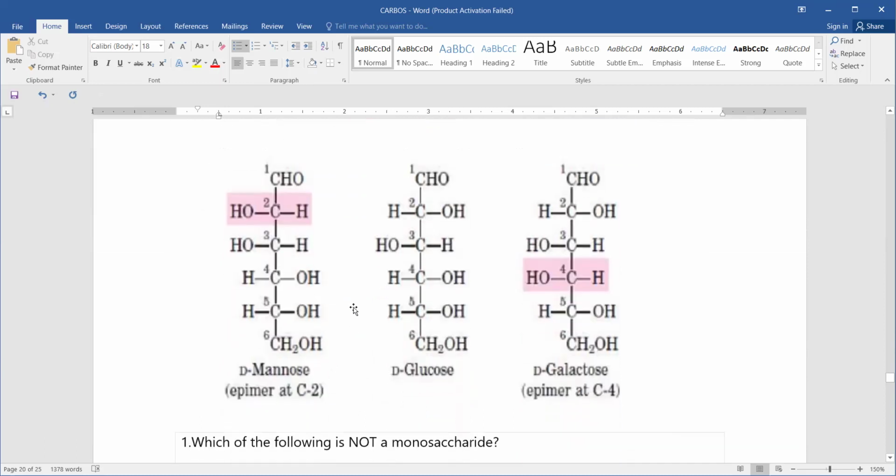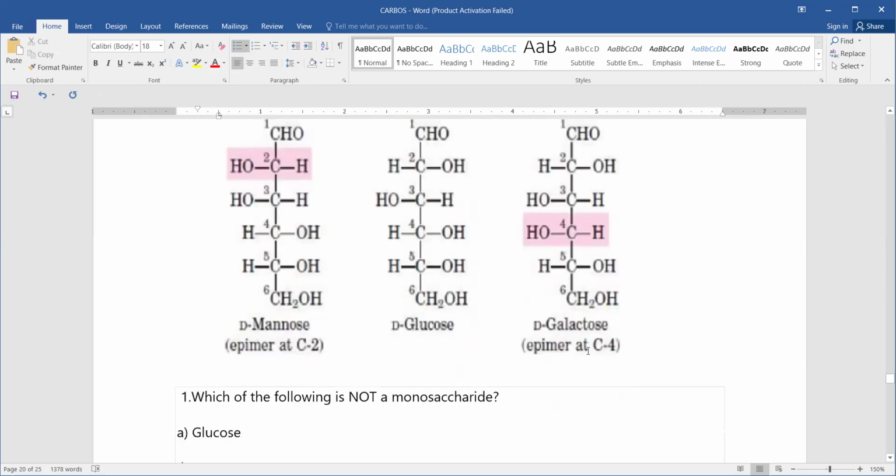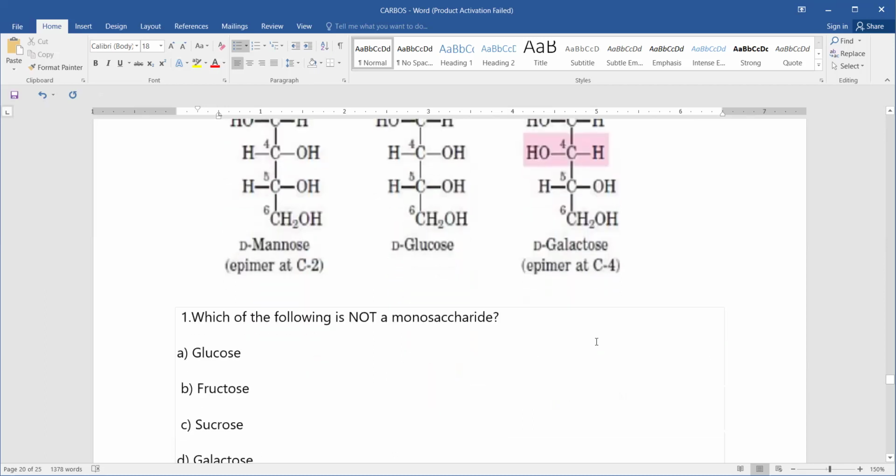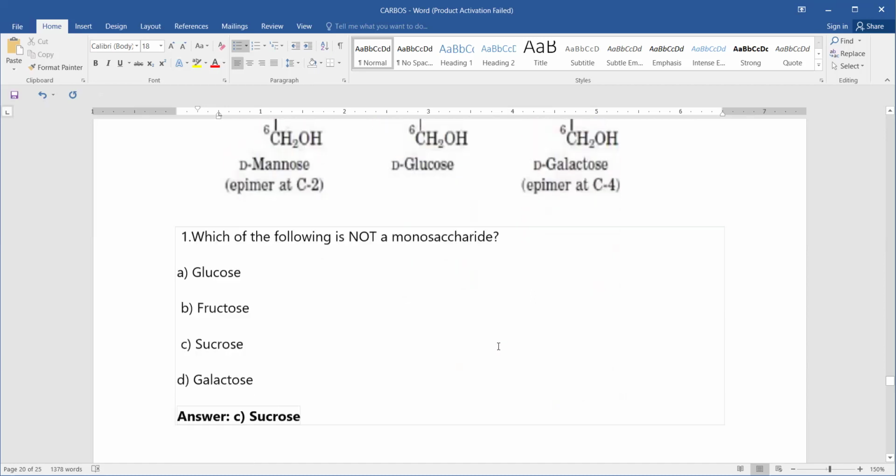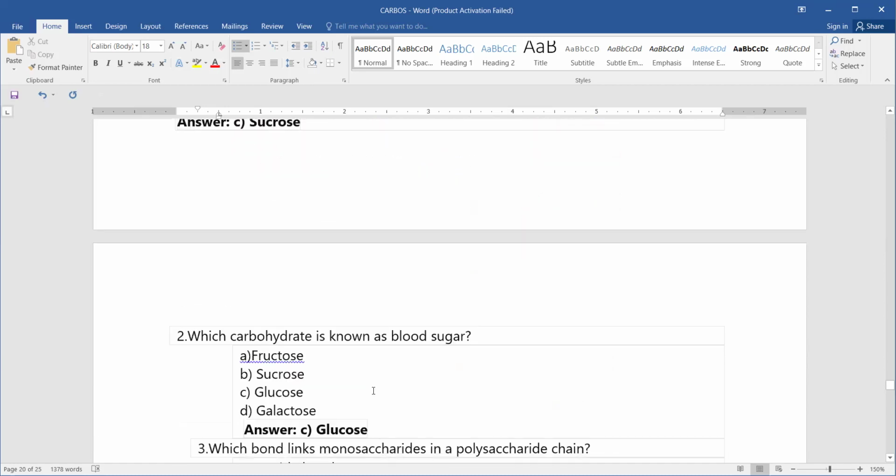So this mannose is a C2 epimer of glucose. Galactose is a C4 epimer of glucose. So you remember these two terms. And these are some of the questions I have prepared.